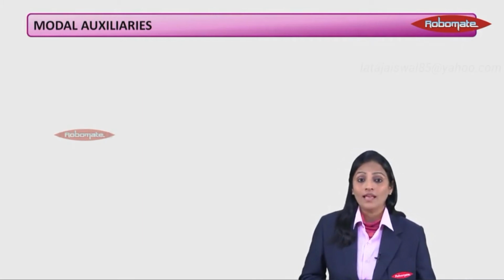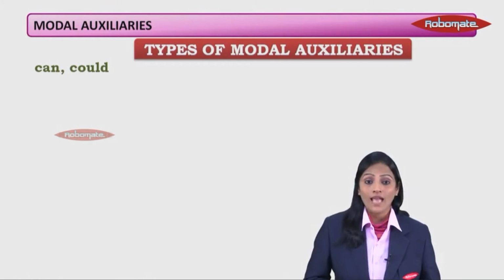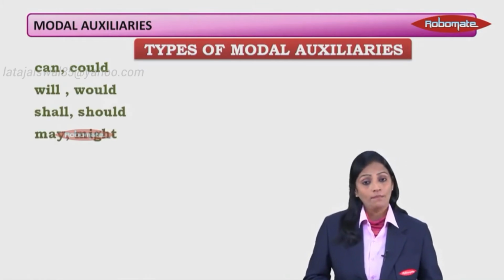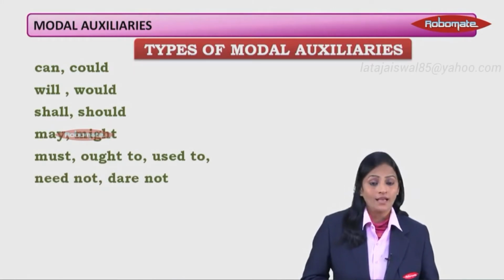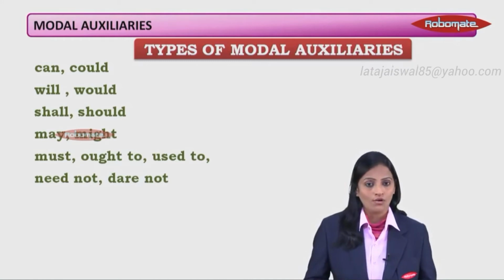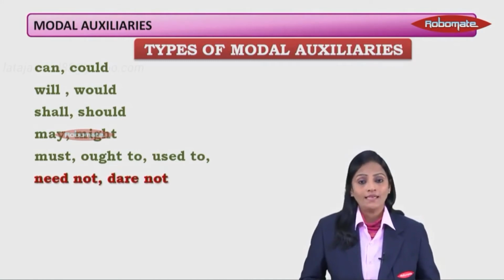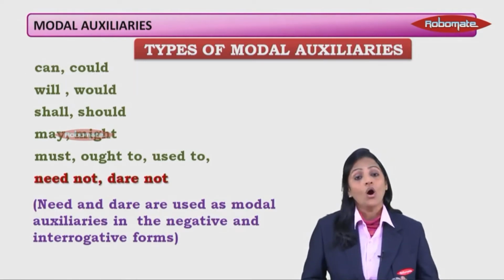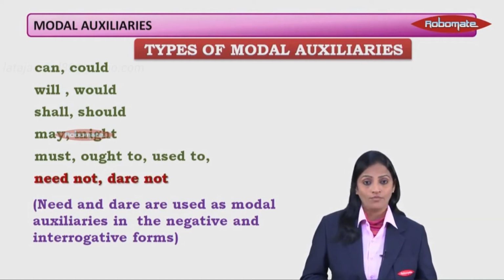What are the examples of modal auxiliaries? Here, can, could, will, would, shall, should, may, might, must, ought to, used to, need, dare, again need not, dare not, or also in the form of a question. So, need and dare are actually used as auxiliaries or modal auxiliaries only in the negative and the interrogative forms.